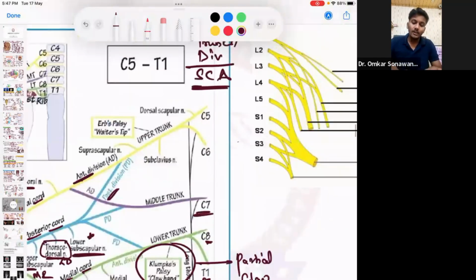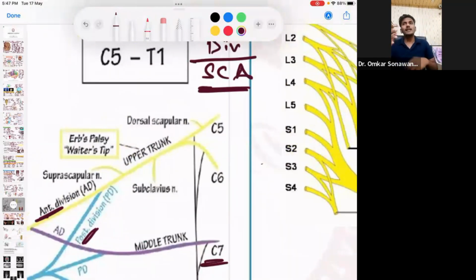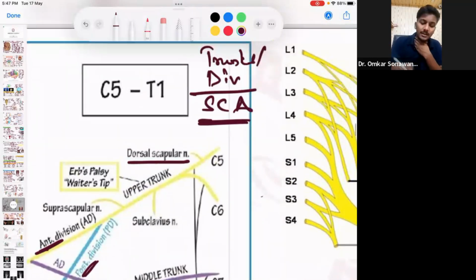So important is from the upper trunk we have some branches that arise. Okay, they are not from the cords. They arise directly from the upper trunk. This is the dorsal scapular nerve. Dorsal scapular nerve will innervate which muscles? Anybody? Dorsal scapular nerve innervates which muscle?